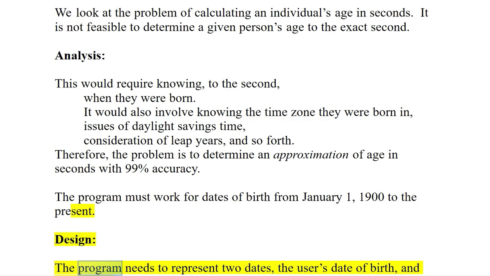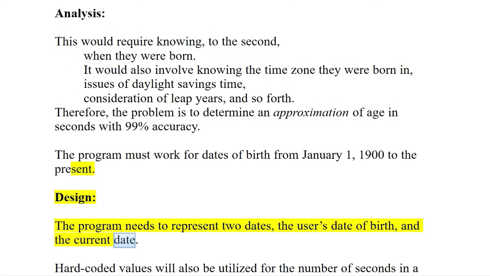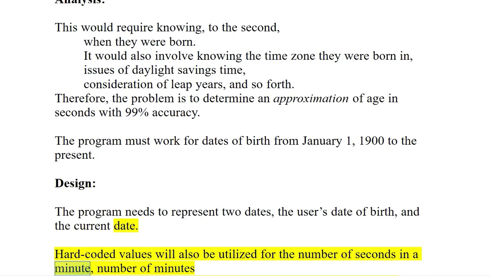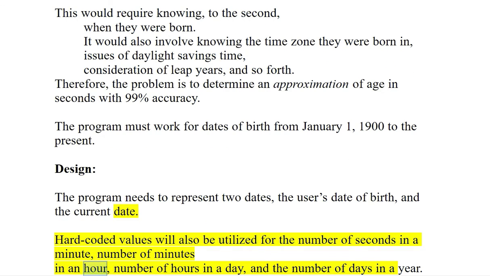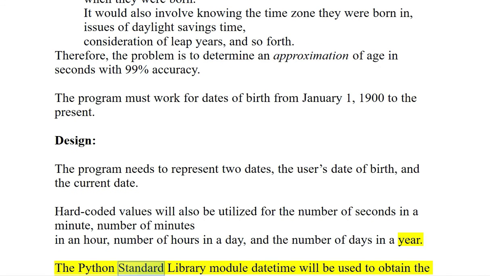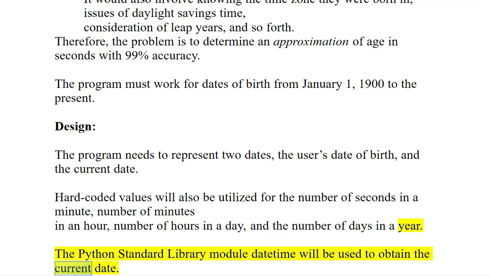Design. The program needs to represent two dates, the user's date of birth, and the current date. Hard-coded values will also be utilized for the number of seconds in a minute, number of minutes in an hour, number of hours in a day, and the number of days in a year. The Python standard library module datetime will be used to obtain the current date. 2.5.2 Restaurant tab calculation.